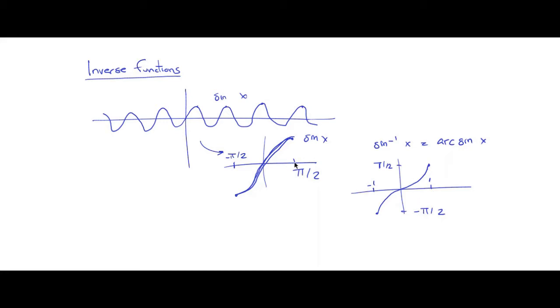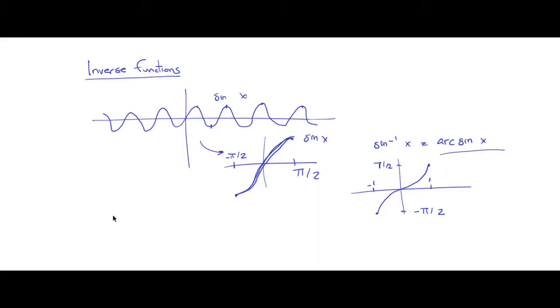You could also take any other part where the sine is injective, for instance, from 3 pi over 2 to 5 pi over 2, or from pi over 2 to 3 pi over 2. In that sense, you would get different definitions of the inverse, but the standard way is to define it in the interval from minus pi over 2 to pi over 2.